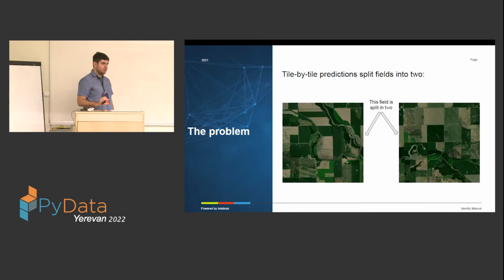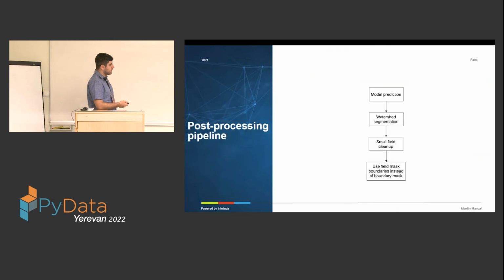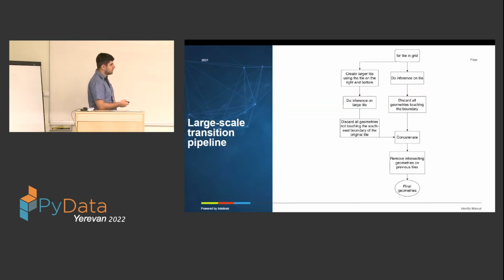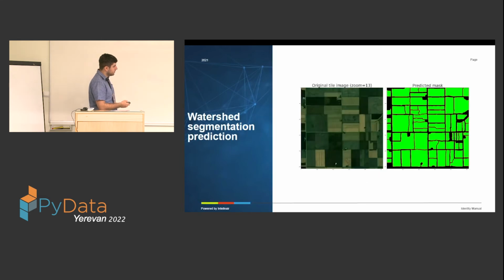So we have a problem that we want to solve from going to a smaller scale to a larger scale. And this is the solution that we've made up. So bear with me. What we do is for each tile in the grid, so we take an area and we iterate over all the tiles. For every specific tile, we do an inference on the tile. After doing the inference, we get something like this. Then we discard all the geometries that touch the boundary. So basically, we discard this one, this one, this one. Everything that touches the boundary of the tile, we discard.